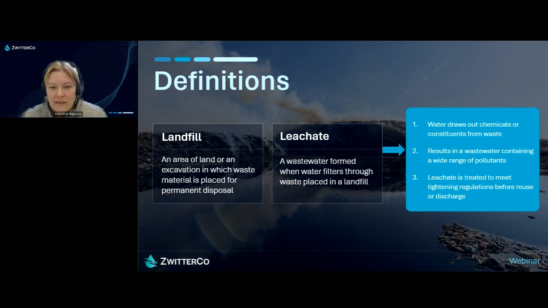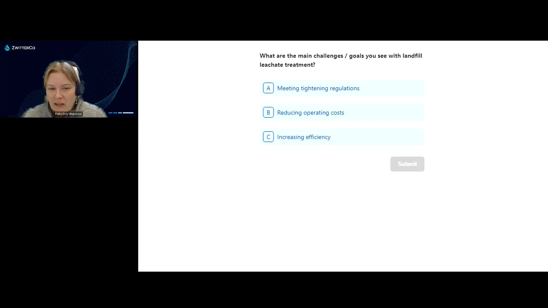Managing and treating this leachate effectively is crucial to any landfill to prevent environmental contamination, comply with regulatory standards, enable different levels of water reuse, and overall reduce the costly surcharges that are associated with the waste disposal. Now, there are many challenges associated with landfill leachate treatment.